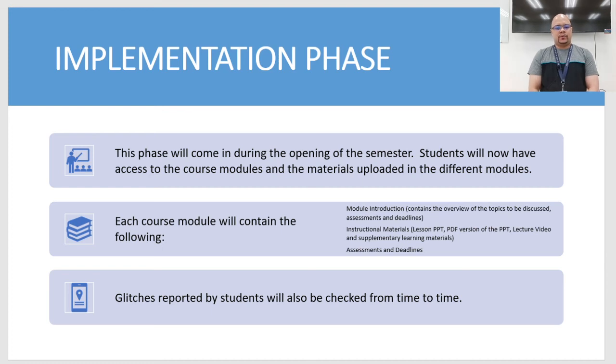So following the development phase, once all the materials have been uploaded, we now begin implementing the course. And this is implemented at the start of the semester. So the course modules will be made available to the students, and each course module will contain 3 things. First, the introduction to the module. Second, the instructional materials. And the third one would be the assessments and the deadlines. Now, from time to time, there will be glitches reported by the students, and as such, teachers will respond to them proactively.